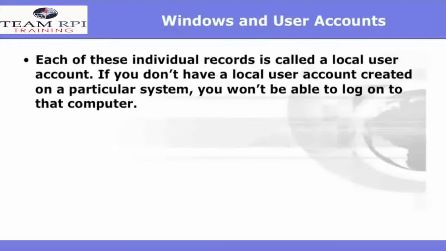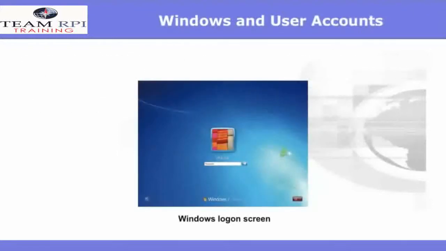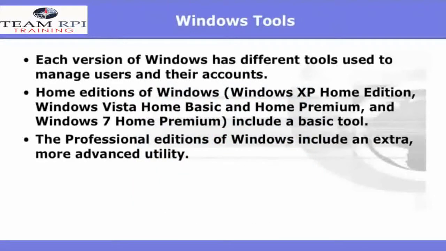Each of these individual records is called a local user account. If you don't have a local user account created on a particular system, you won't be able to log on to that system. This is what the Windows 7 logon screen looks like. Each version of Windows has a different tool used to manage users and their accounts. The home editions of Windows, Windows XP, Windows Vista Home Basic and Home Premium, and Windows 7 Home Premium include a basic tool. The professional editions of Windows include an extra and more advanced utility.